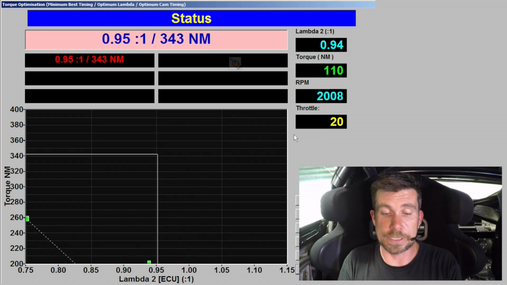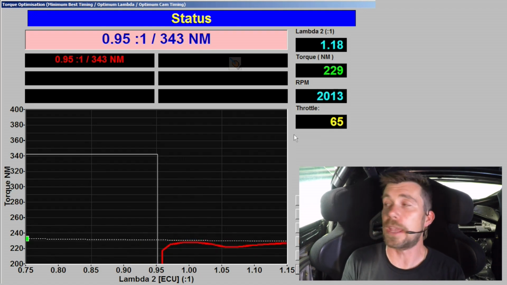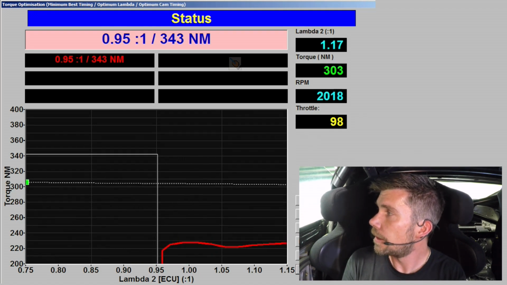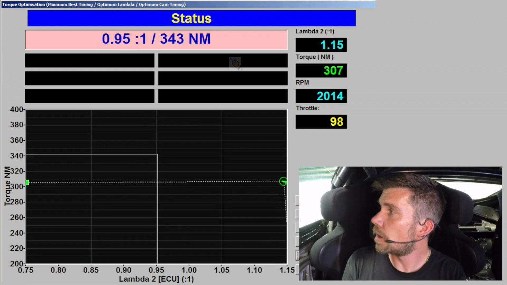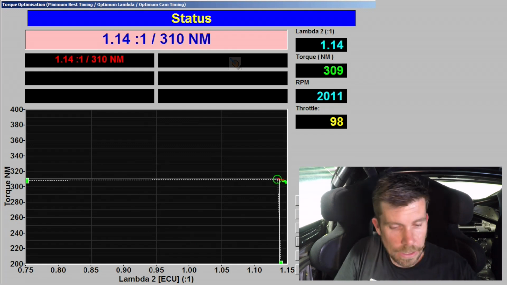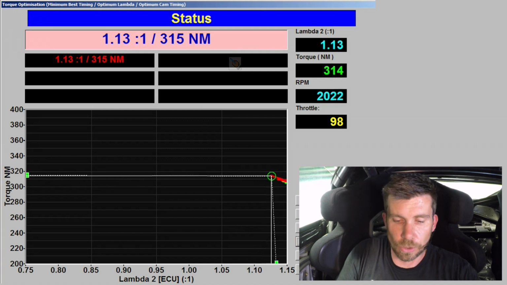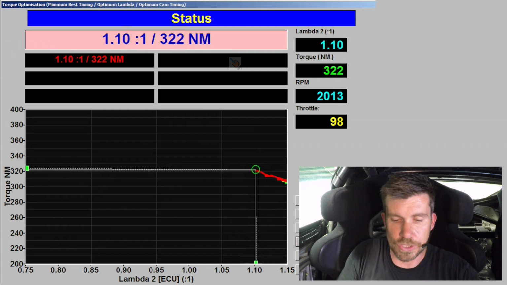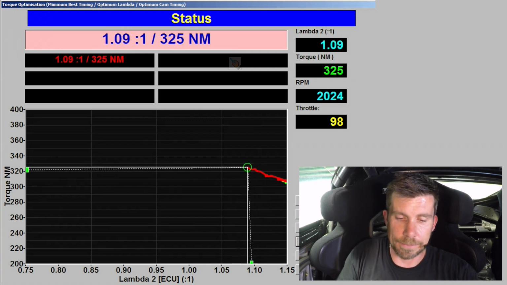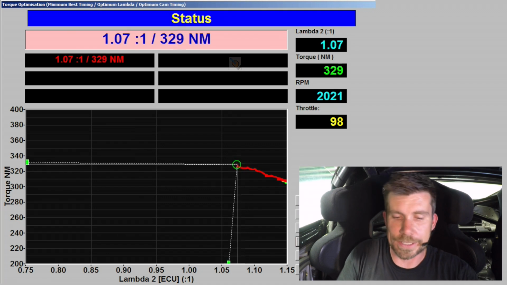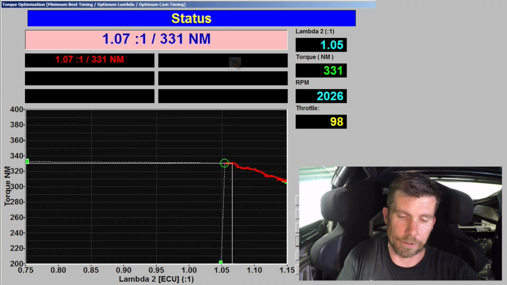We'll go to 2000 RPM, we're in 4th gear, and I'll go to wide open throttle. And once the engine's stable, I'll begin our test. Now the dyno is going to plot the torque, and what I'm going to do is just drop our Lambda target by about 0.01 Lambda every second.